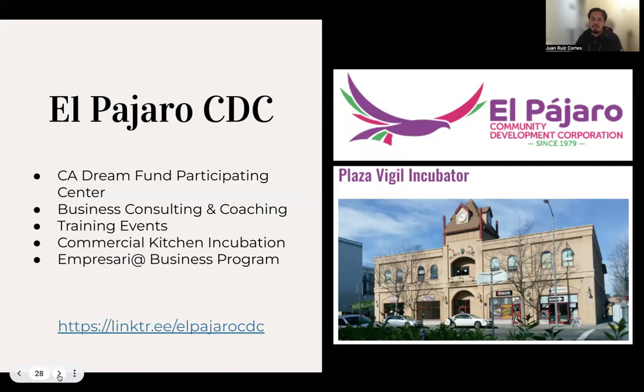What El Pájaro CDC does is they have a kitchen incubator, a commercial kitchen incubator, and you're able to do your trainings with them and use their kitchen to cook your goods and then be ready to sell them in farmers markets or in local supermarkets, like, for example, New Leaf or Sprouts or things of that nature. So you might want to check them out. There's a live link for them. We worked with them in developing a pilot program before, and they're still doing great things in Watsonville for developing businesses.